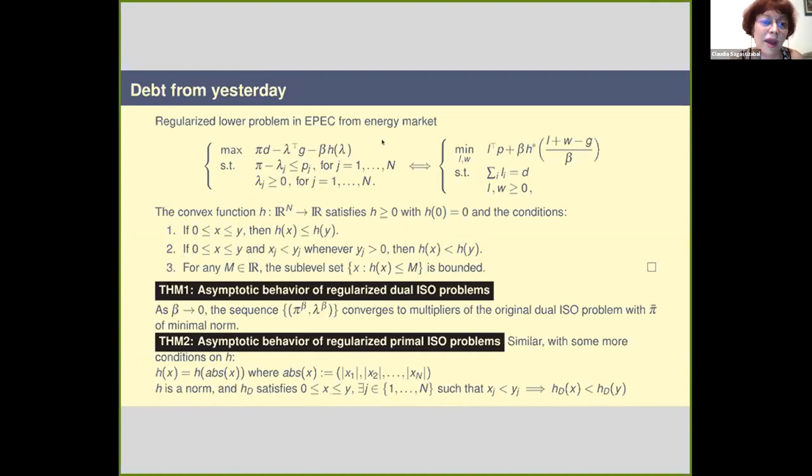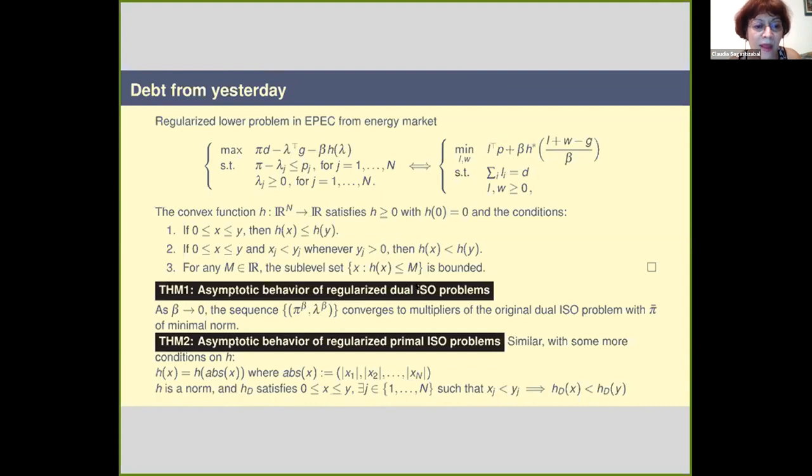And then if we look at the dual regularized problem in the lower level, and we let beta, the penalty, go to 0, then we can show that the sequence of prices and rents, P and lambda, converge to multipliers of the original dual lower level problem, with the property that the price is the smallest one among all the set of multipliers that are associated to the demand constraint in the original problem. This is interesting and important, and it's general for any penalty of this type.